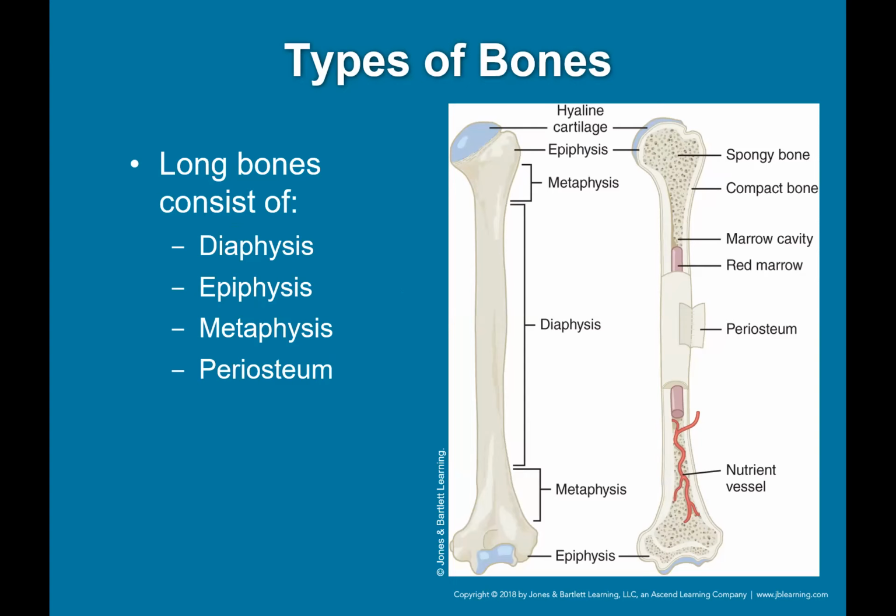Here is an example of your long bone. As you can see, I was saying that our shaft is called the diaphysis. We have our metaphysis, which is the upper head of it. And we have our epiphysis, which is the lower head.